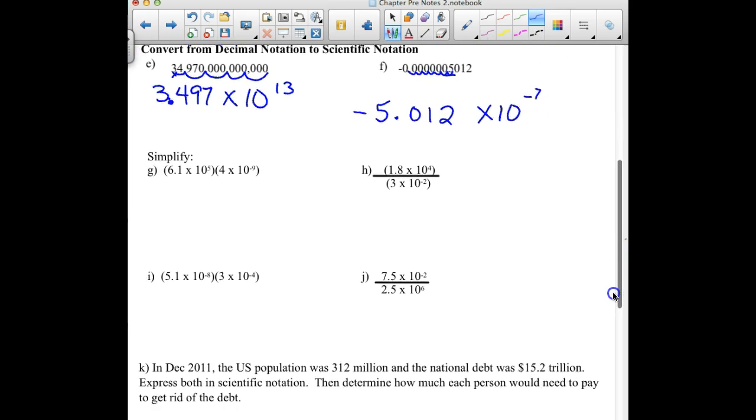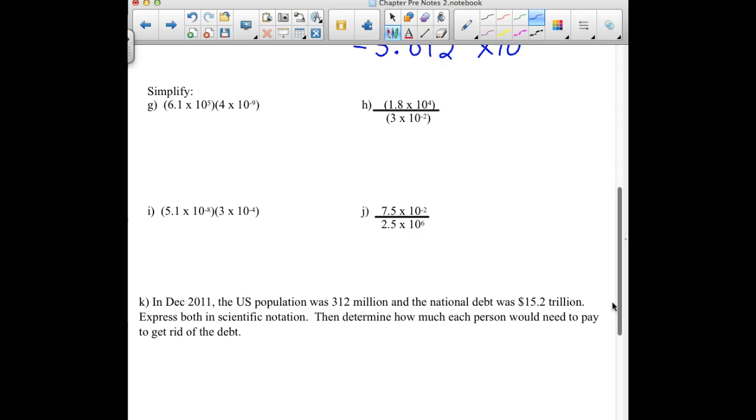All right, let's look at doing some operations, multiplying, dividing, that type of thing, with numbers that are in scientific notation. First thing to notice is that we can multiply those 2 front pieces. The 6.1, we can multiply it with the 4. We will get 24.4. And then we have like bases. We have 10 to the 5th and 10 to the negative 9th. So we can combine those just like we did yesterday. We can add those exponents. 5 plus negative 9 would be negative 4.